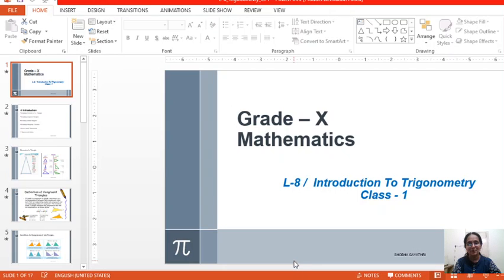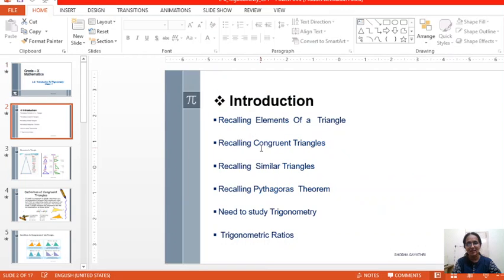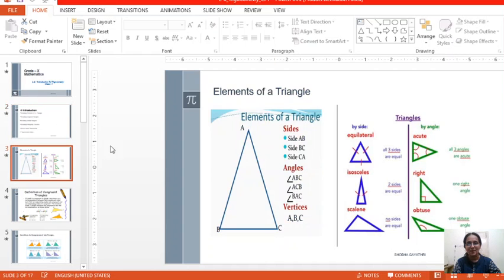Good morning everyone. Welcome to Chapter 8, Introduction to Trigonometry, of the NCERT textbook for grade 10. In this module, we will recollect elements of a triangle, congruent triangles, similar triangles, and Pythagoras theorem. Thereafter, we will see the need to study trigonometry, and we will reach trigonometric ratios.